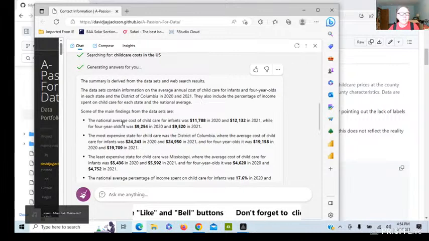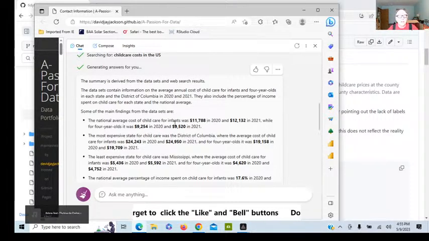So here are the results. The national average cost of child care for infants is $11,788 in 2020 and $12,000 change in 2021. For 4-year-olds, now this is sort of interesting. Does this hold true, that as a child's age goes up, the cost goes down? Well, of course, sure. At some point, child care isn't really involved because the child's in school during the day, isn't it?